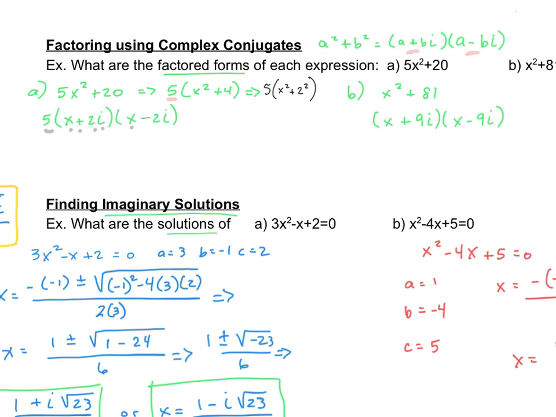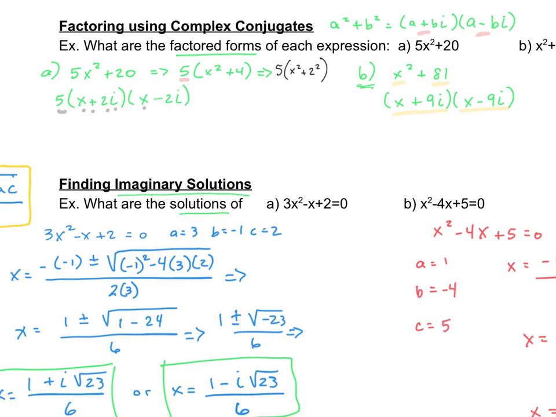We can do the same thing over here in B. Here is my a squared, and of course 81 is going to be 9 squared, so we can break that up into our two binomials of x plus 9i and x minus 9i. And that is factoring using complex conjugates, very similar to the difference of squares that we have covered several units ago.